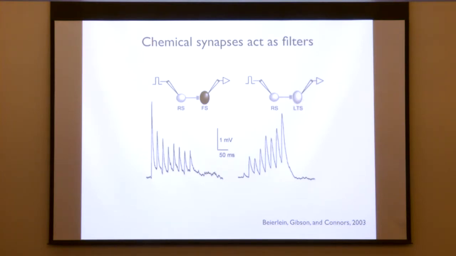So I'm showing two examples of two different synapses. These, I believe, are recordings in somatosensory cortex. But synapses between particular identified types of neurons have these characteristic dynamics. So some of them depress, which means if you stimulate the synapse repeatedly, it gets weaker over time. Other synapses facilitate, which means if you stimulate it repeatedly, it gets stronger over time.